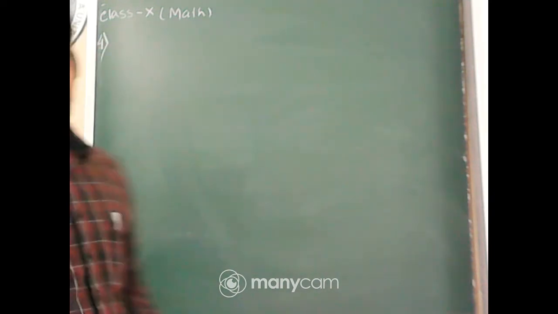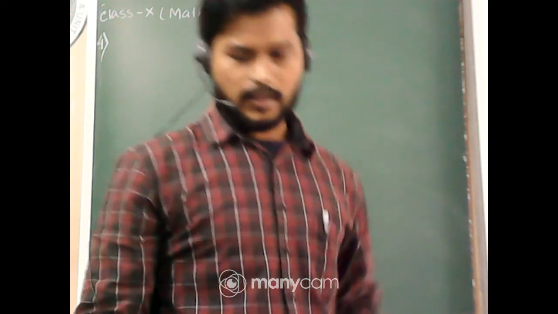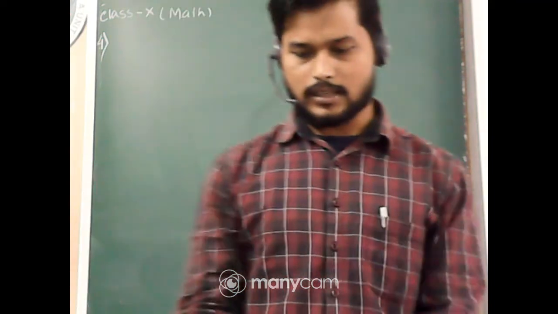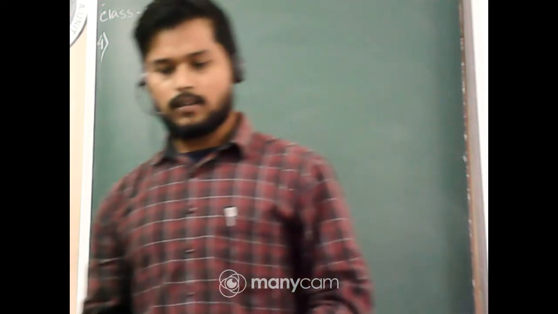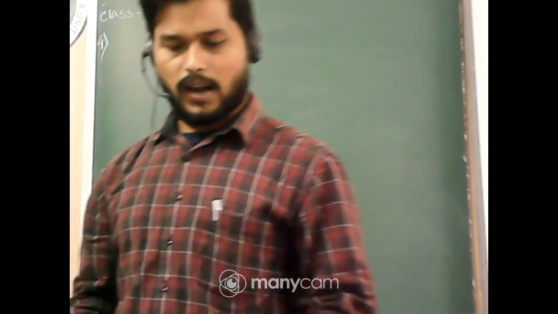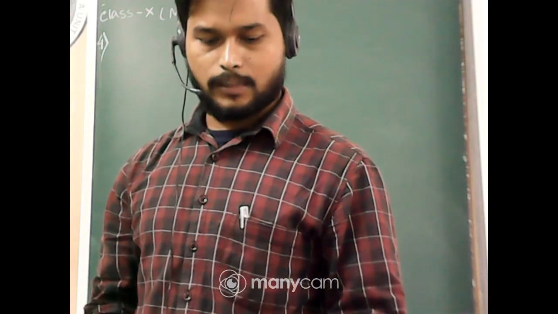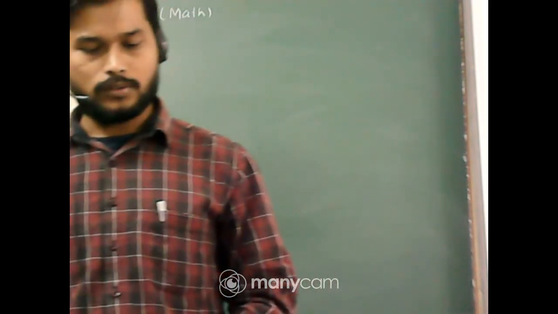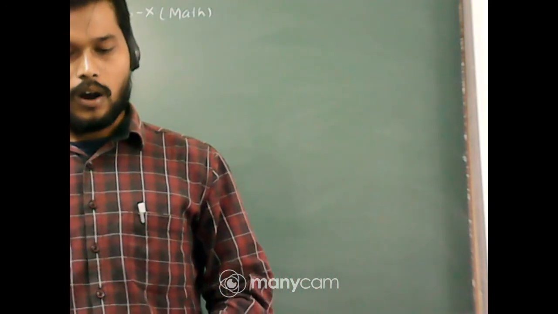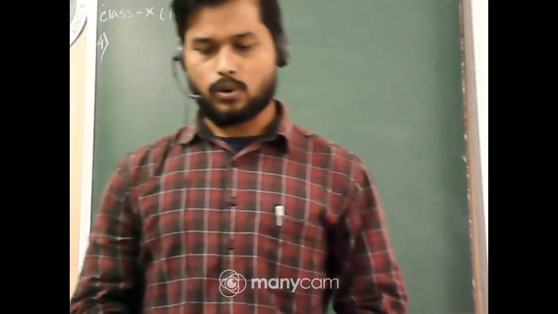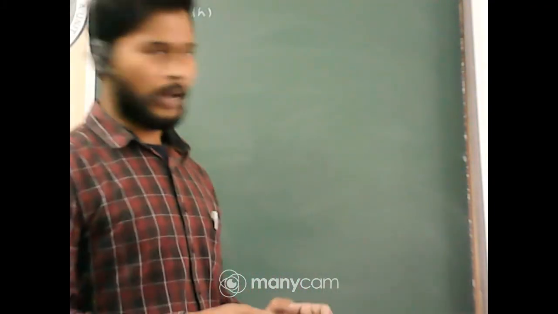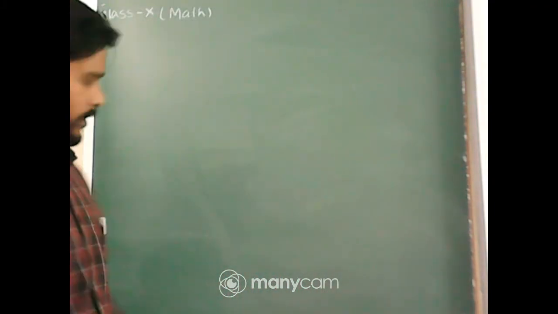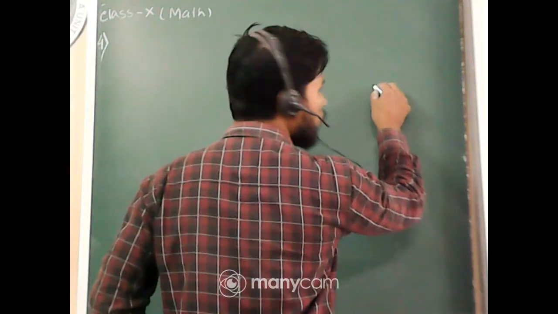Question number 4 says: find the area of the shaded region in the given figure, where a circular arc of radius 6 centimeter has been drawn with the vertex O of an equilateral triangle OAB of side 12 centimeter as center, and the value of pi is 22 by 7. It is given. So we have here an equilateral triangle.